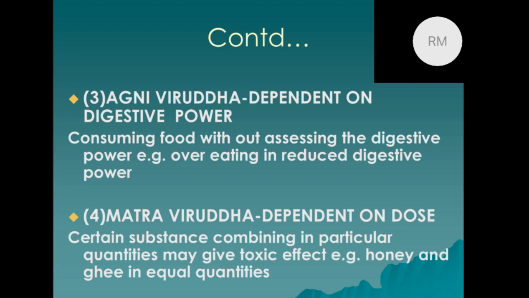Then the fourth thing is dose-dependent incompatibility. Certain substances, when you combine in particular quantities, may give toxic effects. For example, ghee and honey in equal quantities are not advised in Ayurveda. Similarly, milk and fish are not considered to be compatible. So this is dose dependent.